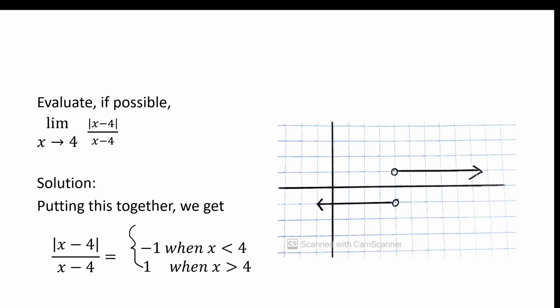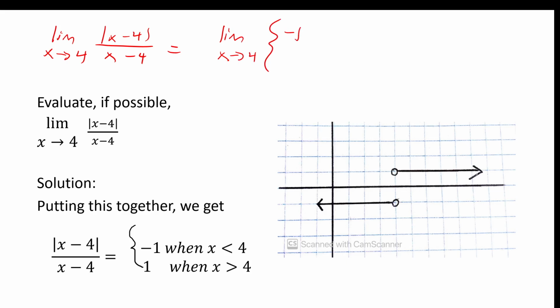So we can restate our function this way. We're not looking for the limit as x goes to 4 of the absolute value of x minus 4 over x minus 4. We can instead say we're looking for the limit as x goes to 4 of the function defined by this piecewise function: -1 when x is less than 4, +1 when x is greater than 4. Now, before we evaluate this, let's just take a moment. You might be skeptical here and say, wait a second, how can that be?